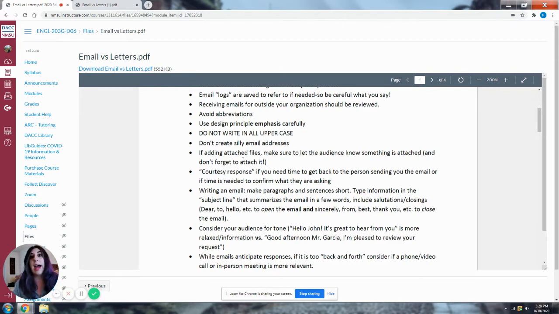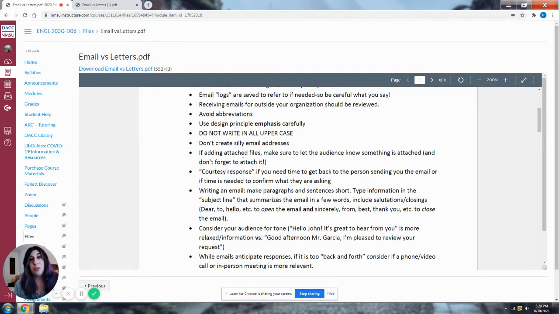Sometimes you have to attach files. If I told you to email me something, and you have to attach a file, first make sure your audience knows that something is attached. I usually say, attached, you will find this report. So make sure you remind them that something is attached. You know that something is attached in an email if you see the little paper clip in the email file.